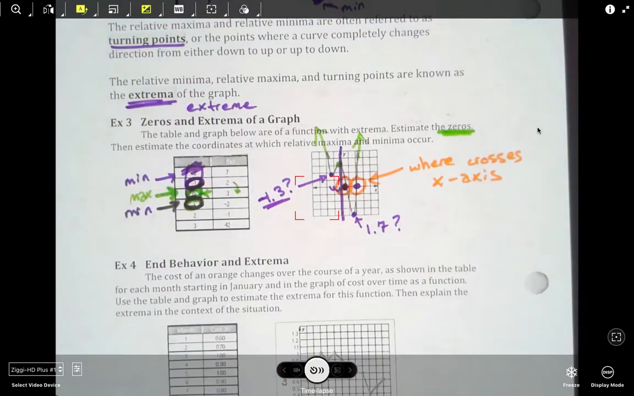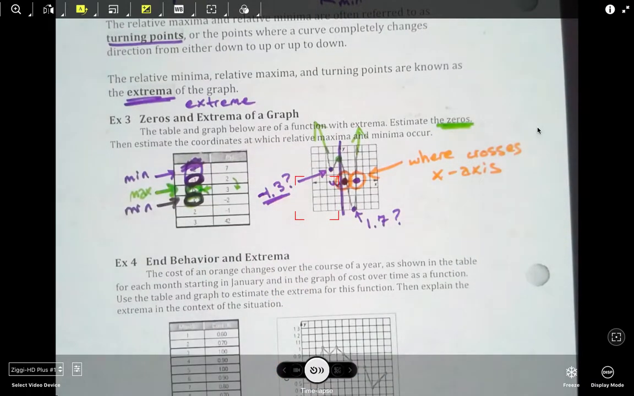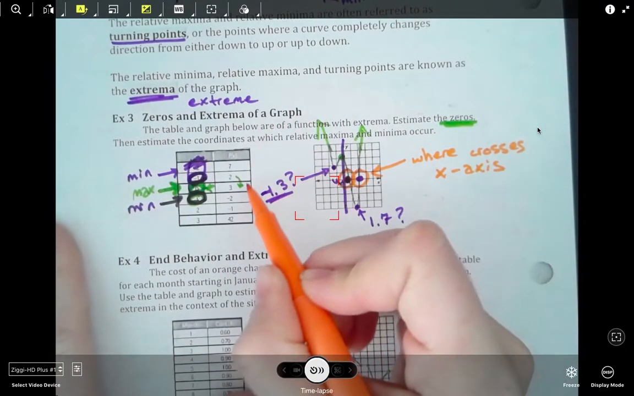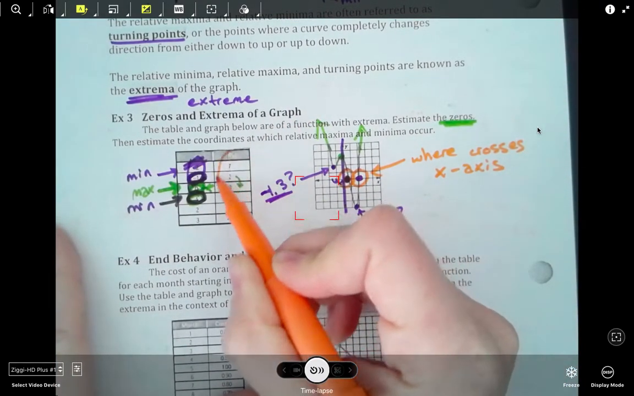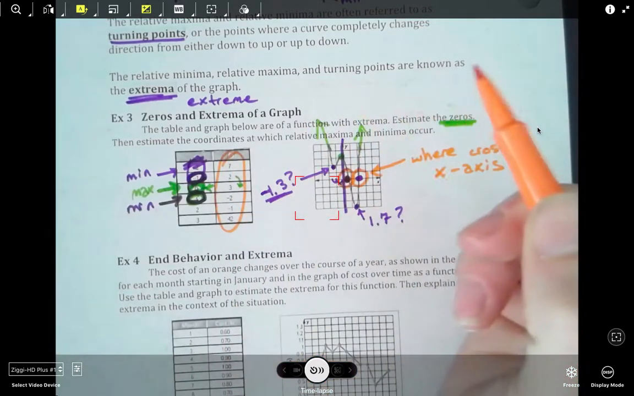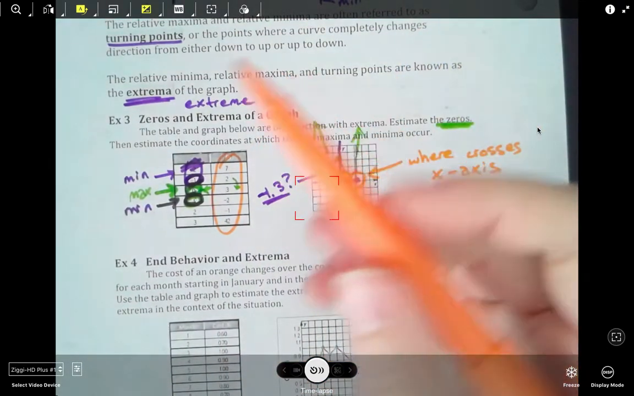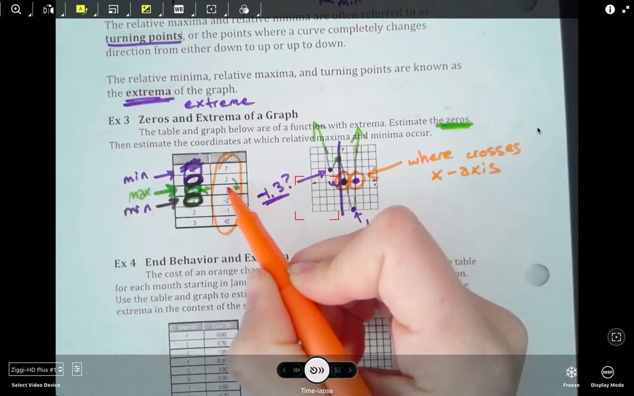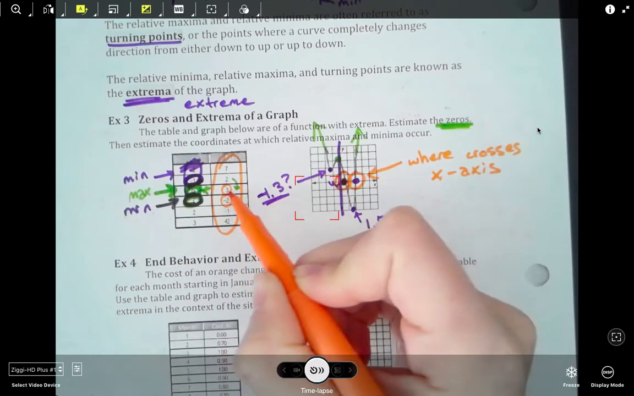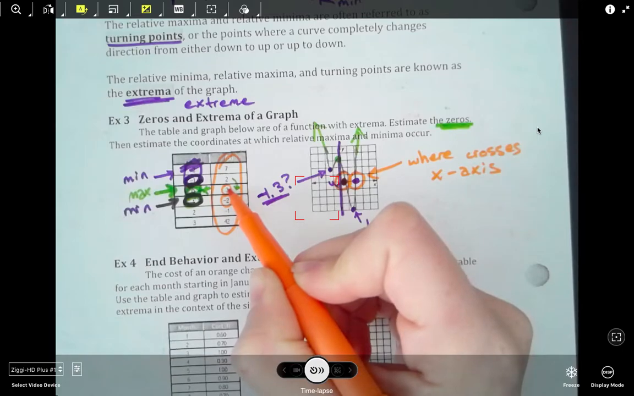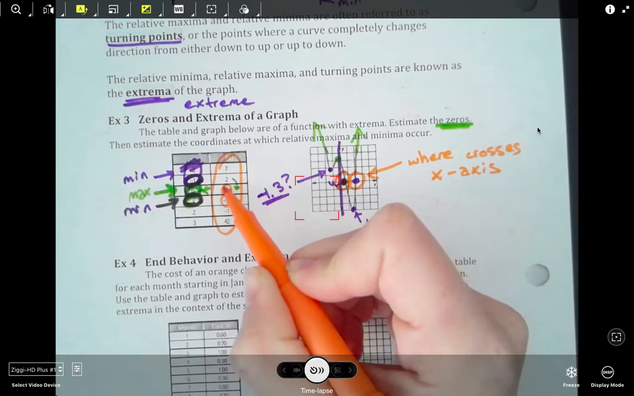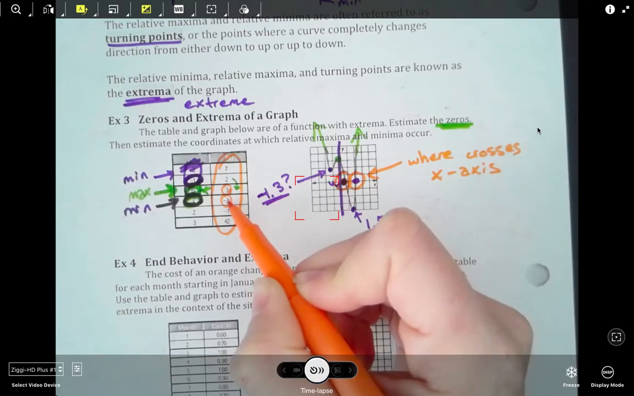Where it crosses the x-axis is at zeros. Okay? Now we can use the table to find these values also. If I look at the y coordinates, where am I going to have values of 0? If you look at 3 right here and -2, it crosses from being a positive y coordinate to a negative y coordinate between 3 and -2. Does that make sense? It's going to cross over.